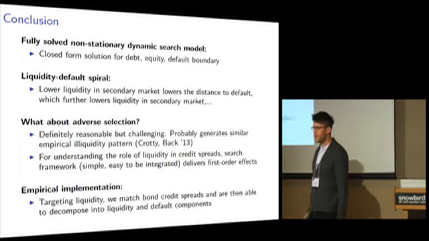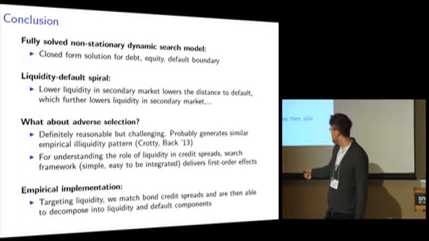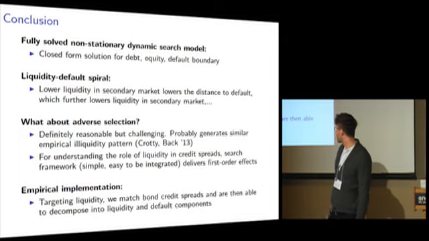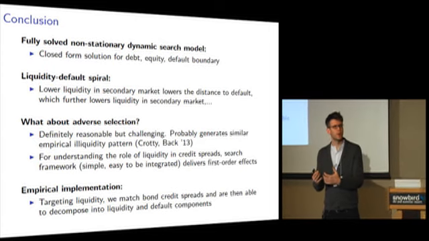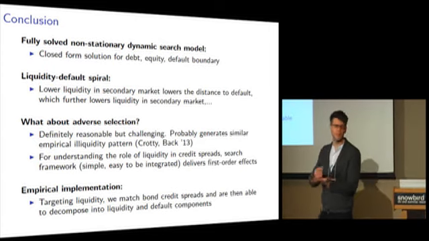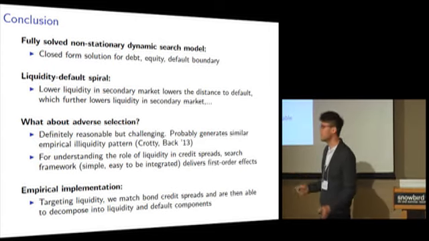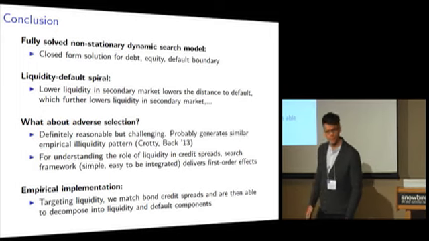For the empirical implementation, we showed that by targeting liquidity, we matched the bond credit spreads, and then we're able to decompose the spread into liquidity and default components in a more informed way than just assuming that they're independent. So that's pretty much the paper, and yeah, thank you.